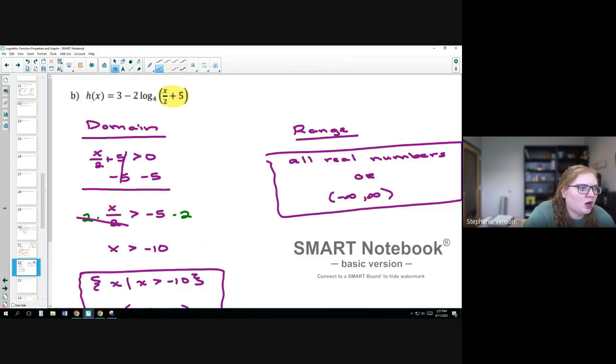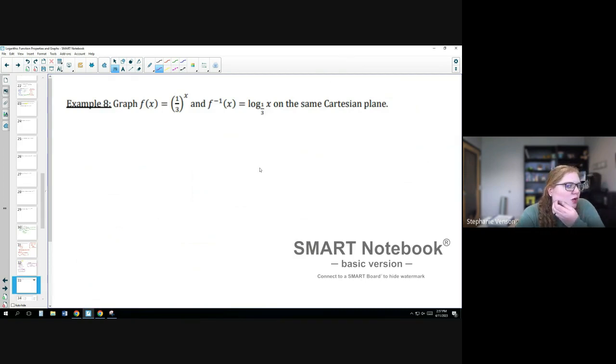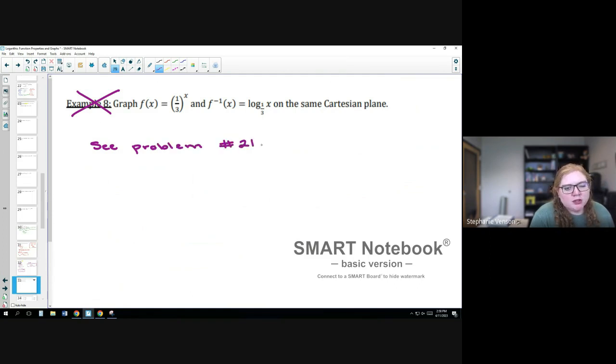There we go. All right. So I want to talk to you a little bit about this one, because I actually am going to do this in Pearson because it's a lot easier in Pearson than it is on paper. So for this one, I want you to cross out example 8, and I just want you to say C problem number 21 in Pearson. And I'm actually going to pull it up for you and work it for you now.